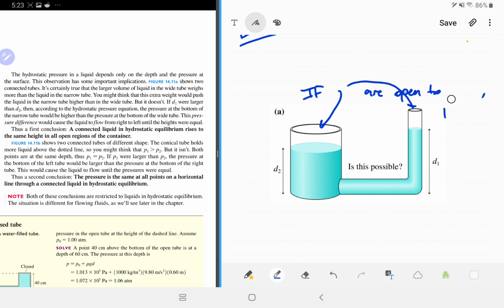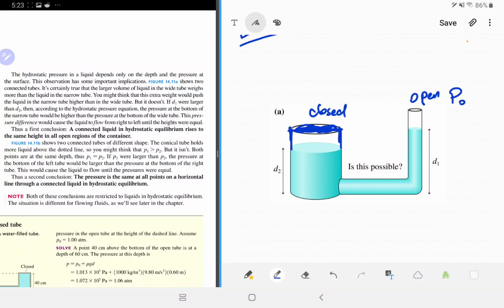Okay, let's imagine one of the sides is closed though. Then this would be possible. So if at least one of these sides is closed. So let's imagine this side right here is closed, but this part is open to the atmosphere. So I'm going to label this part as pressure P naught. So it's pressure P naught here, it's pressure P naught here.